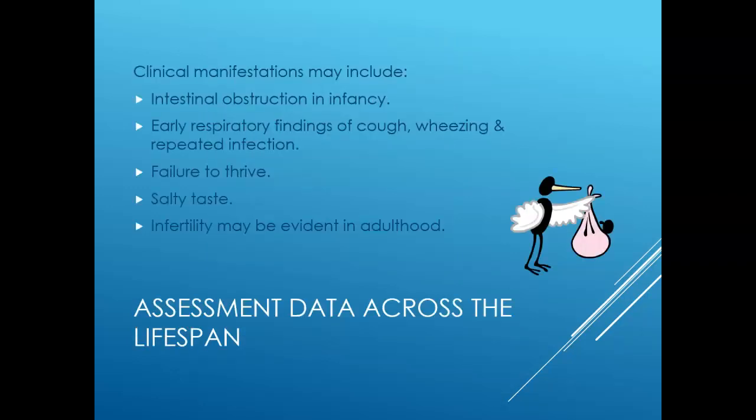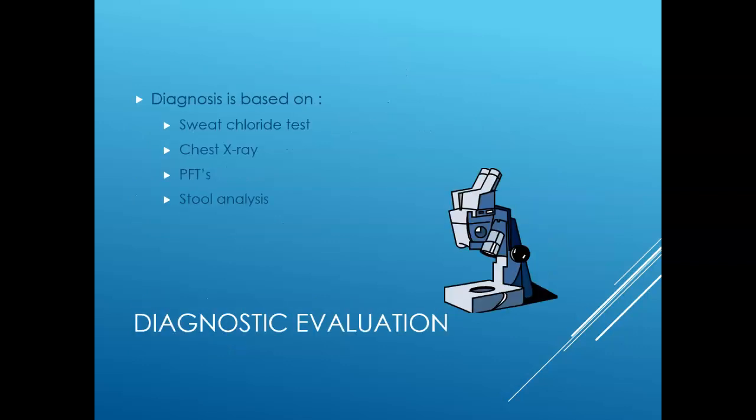The clinical manifestations may include intestinal obstruction in infancy, so absence of meconium passing. Early respiratory findings: they'll see coughing, wheezing, or repeated infections. Sometimes they're not diagnosed right away, but they keep getting respiratory infections. Failure to thrive, and a salty taste: oftentimes parents will say, when I kiss my child, they taste salty. And infertility is more prevalent in someone with CF because of the increase in cervical mucus and blockage in the vas deferens for the males.